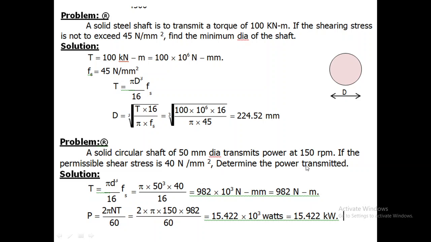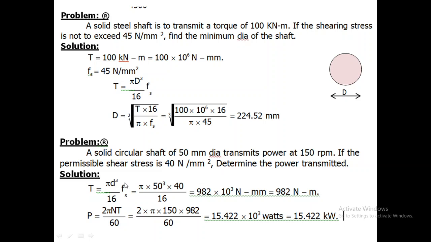To calculate the power, we know that the power is 2 pi NT by 60. In this equation we have to find out the power, and N is given, that is rpm is given as 150 rpm, and the torque is unknown now, not given directly. So before calculating the power, we should calculate the torque. Torque you can calculate again using the torsion equation, T by J is equal to tau by R. So again using that equation you can get the torque directly.